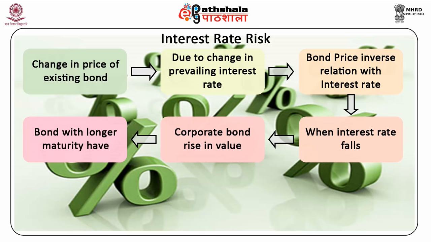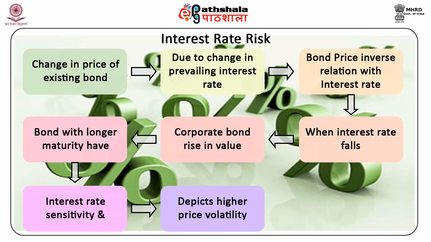Bonds with longer maturity have higher interest rate sensitivity and they depict higher price volatility for a given change in interest rates. An investor who plans to hold the bond till maturity is less worried about such price volatility because he will receive the redemption amount at maturity, and any price fluctuations during the tenure do not affect his cash flows. However, any investor planning to sell the bonds during the tenure of the bond is affected by these bond price movements caused by the market interest rate movements.